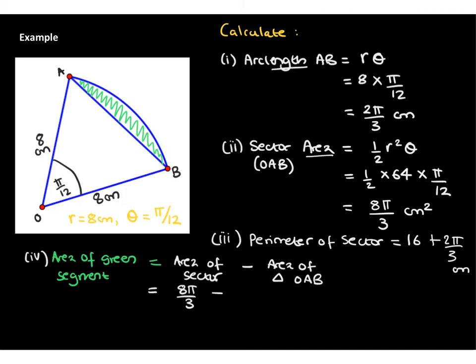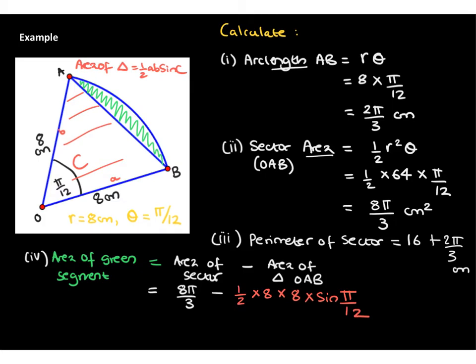Now, the area of the triangle. Can you remember the formula for the area of a triangle? Well, the area of the triangle is equal to a half ab sine C, where of course a and b are two sides of the triangle and C is the angle in between them. So if this was side little a, this would be side little b, and this would be angle C in between them if we were working out the area of this triangle here. So that's going to be a half multiplied by 8 multiplied by 8 multiplied by sine of the angle pi by 12.